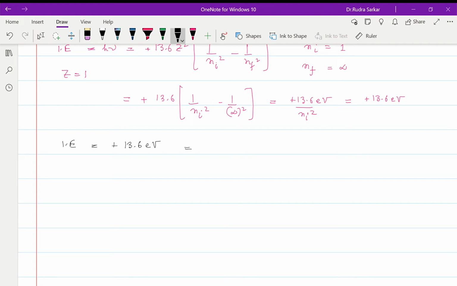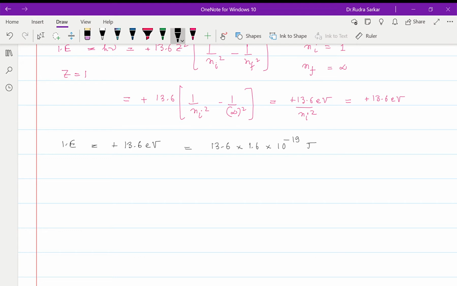If you want to convert this into joule, what will you do? You will just have 13.6. You know the value of 1 eV, right? What is that? 1.6 into 10 to the power minus 19. Okay, 13.6 eV in joules. So if you multiply, you will get the answer.